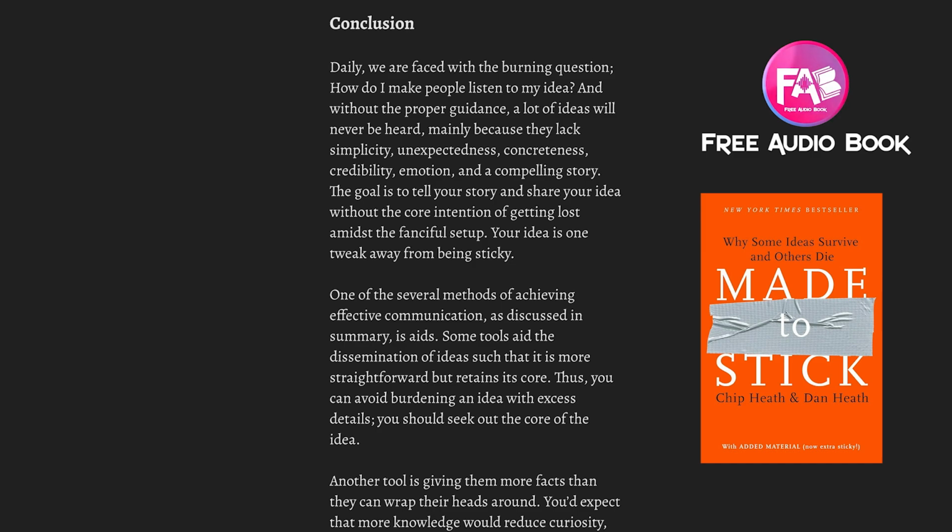Conclusion. Daily, we are faced with the burning question, how do I make people listen to my idea? And without the proper guidance, a lot of ideas will never be heard, mainly because they lack simplicity, unexpectedness, concreteness, credibility, emotion, and a compelling story. The goal is to tell your story and share your idea without the core intention of getting lost amidst the fanciful setup. Your idea is one tweak away from being sticky.